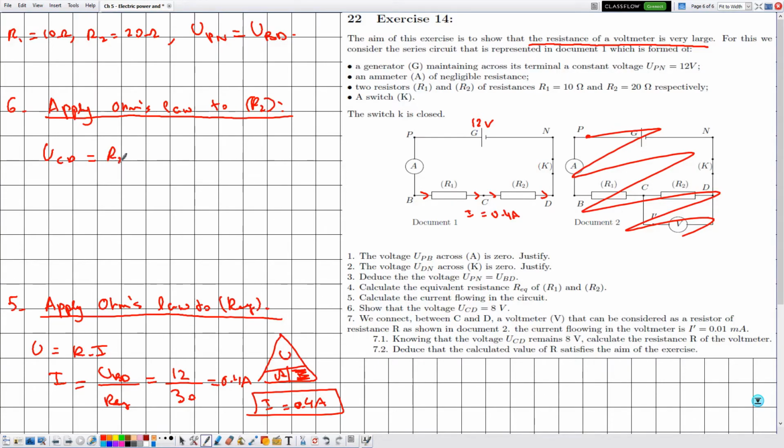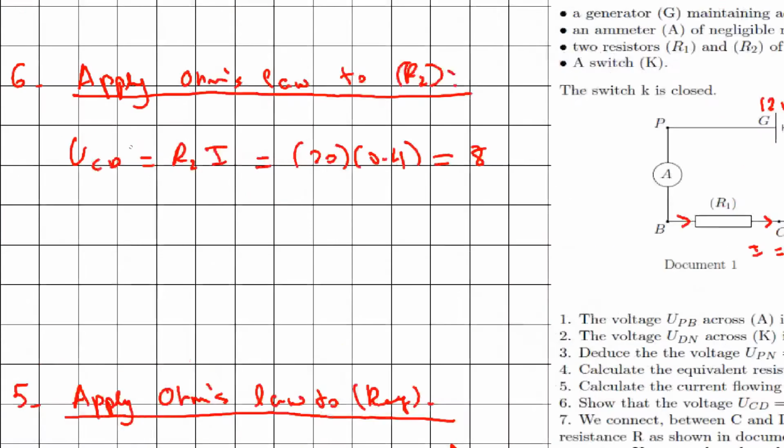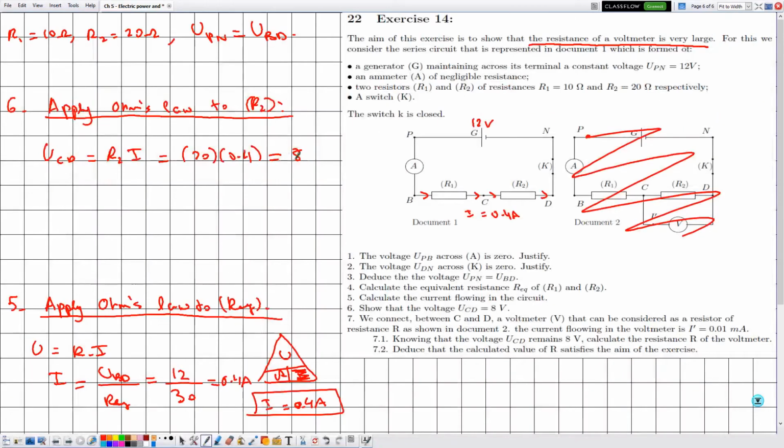So use the same notation, okay? It's the same. The value of R2 is given by 20 multiplied by 0.4, so this is equal to 8. Since both R2 and I are expressed in the SI, the value of U will be in the SI, which is volts. So UCD is equal to 8 volts. And now, let's label this voltage here.